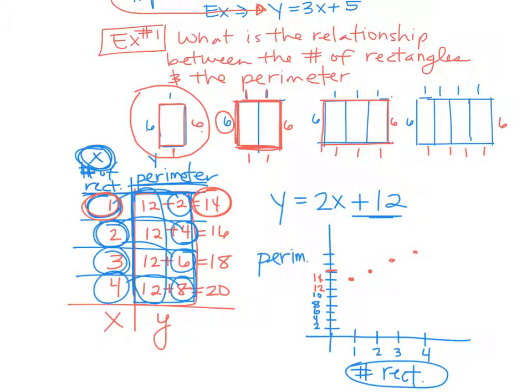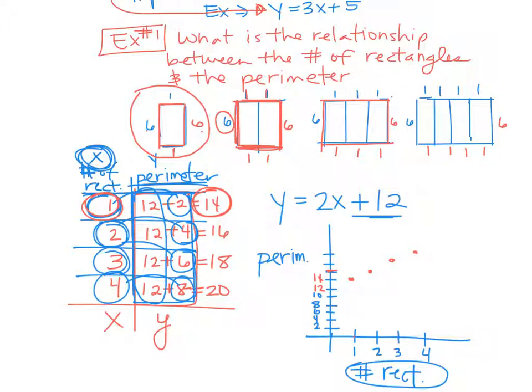Do we draw the line in? No. Why not? It wouldn't be connected because we're talking perimeter of rectangles. Can you have 2.5 rectangles that you're finding the perimeter of? It's not going to work very well, right? We're talking how many whole rectangles. So this one's just going to be dots drawn in. Okay? Questions on that?